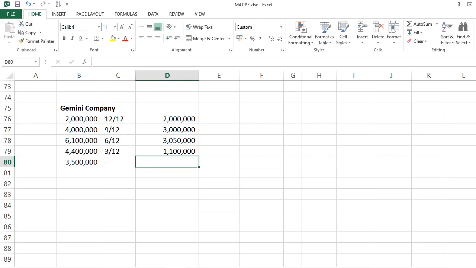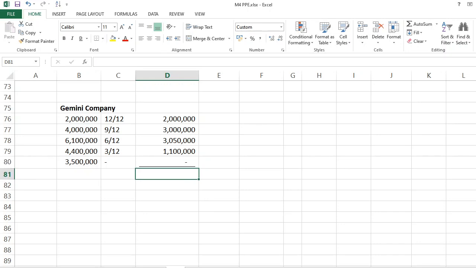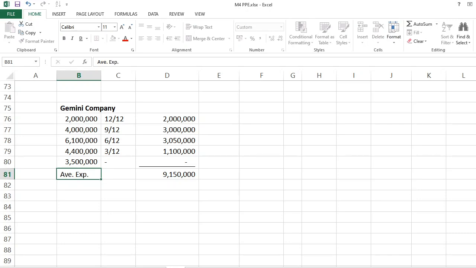Ayan. And we have a total of, baka may mali akong na-type, just let me know ha. So we have a total of 9.15 million. So this is our average expenditure. Average expenditure. And this is question number 1. Ganun lang, step by step.